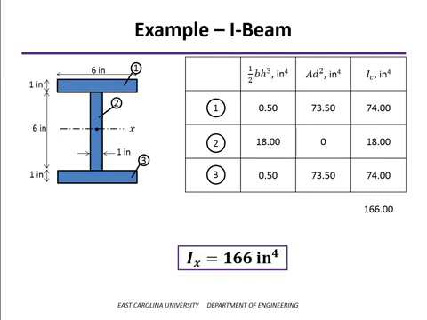But what you can see is that most of the value of this, you can see the 74 and 74, most of the contribution is from the flanges. And most of the contribution of the flanges is due to the AD squared term. In other words, it's the most efficient way to build a beam, which explains why wide flange beams are used a lot, is to get the material as far away from the neutral axis as possible.